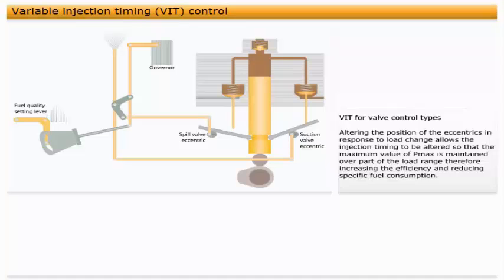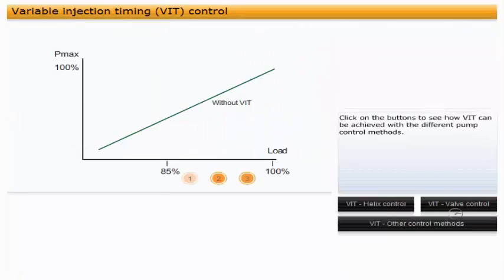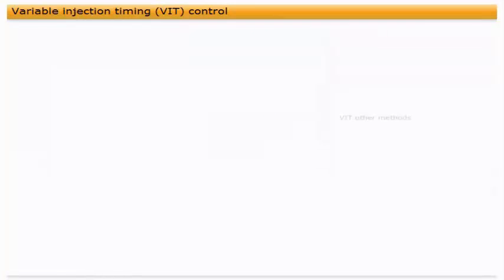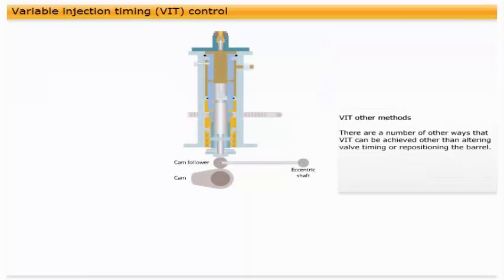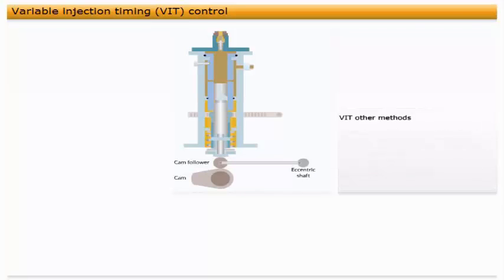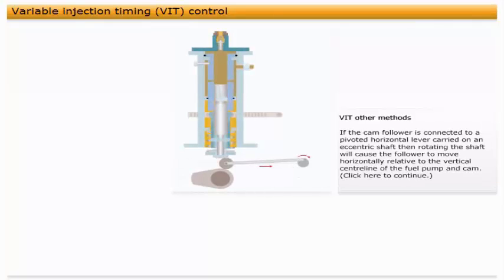There are a number of other ways that VIT can be achieved other than altering valve timing or repositioning the barrel. This usually requires adjustment to the cam follower position or the camshaft. If the cam follower is connected to a pivoted horizontal lever carried on an eccentric shaft, then rotating the shaft will cause the follower to move horizontally, relative to the vertical center line of the fuel pump and cam. This will cause the pump plunger height to vary relative to the rest of the pump, resulting in varied injection timing.